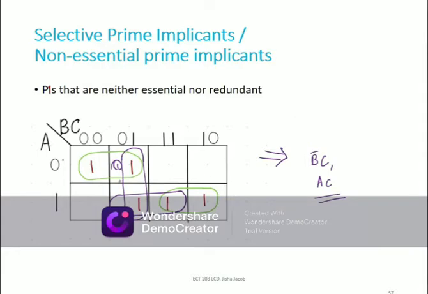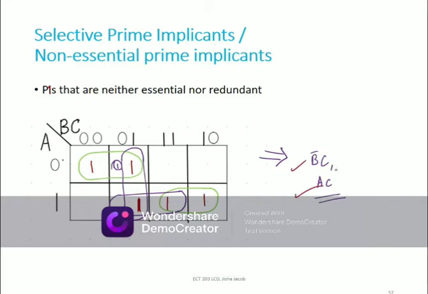Look at groups 1 and 2. I have a 1 out here. This one has to be grouped, but it can be grouped either in the vertical way or in the horizontal way. So either 1 or 2 needs to be selected. You can select either B bar C or AC. Such groups are referred to as selective prime implicants.